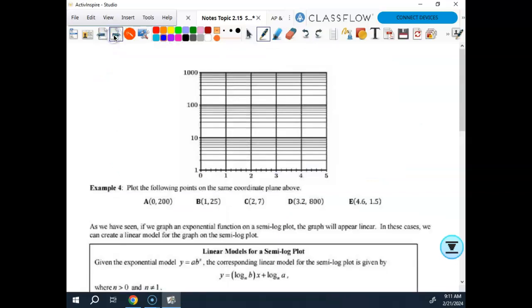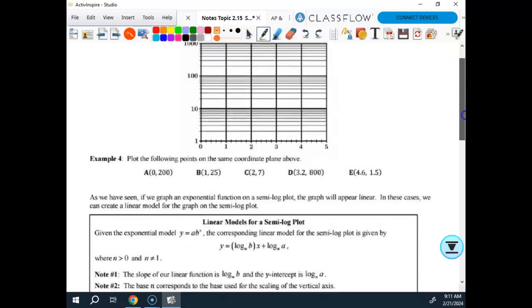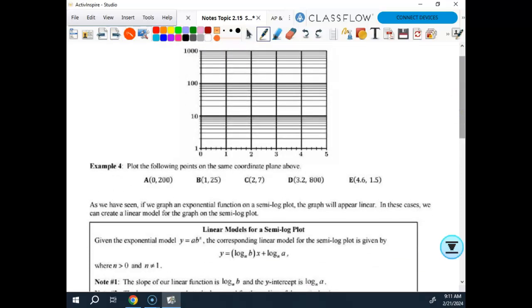All right, grab your other sheet of paper. It's also going on page 88. I don't know what happened to the title on this one, but... All right, so we're going to plot points here. Plot the following points on the same coordinate plane. So I'm going to plot 0, 200, and I'm right there. Okay. And then I'm going to give you a minute, and I want you to plot the other 4.